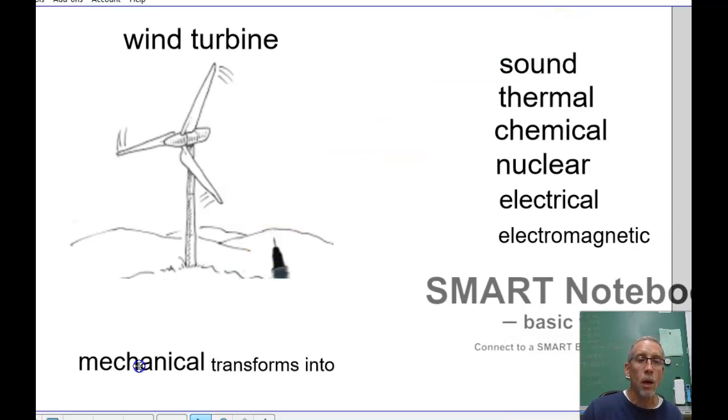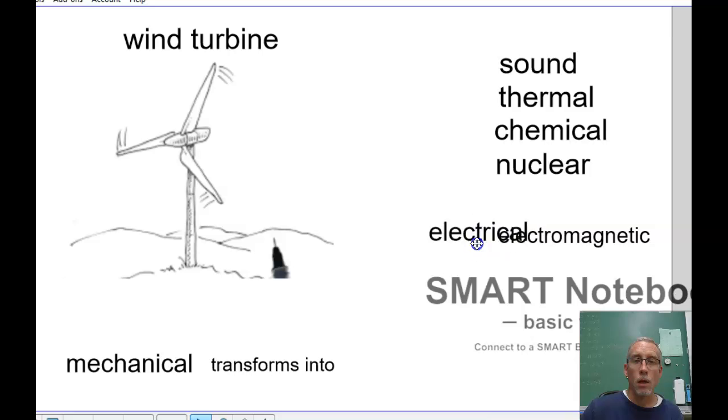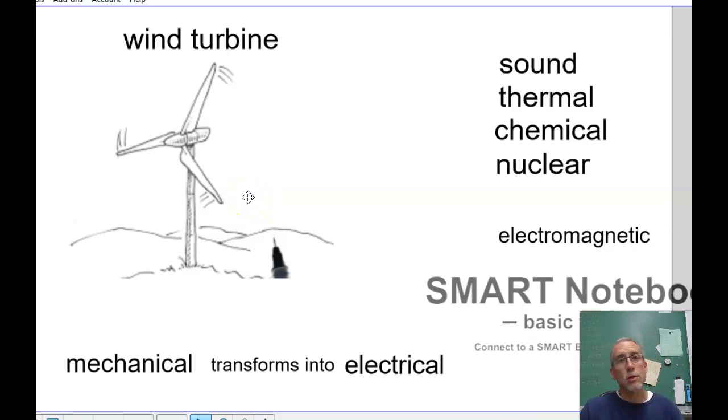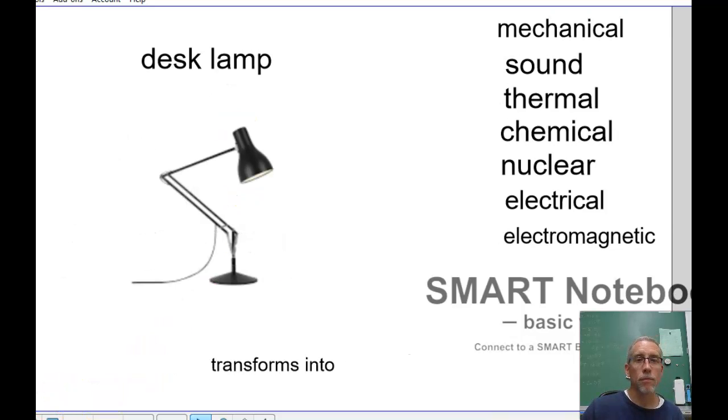So we would say mechanical energy transforms into what? Well, what are we trying to make with a wind turbine? We're trying to generate electricity. So we call that electrical energy. So wind turbines, from an energy perspective, are things that convert mechanical energy into electrical energy. That's the idea. Let's look at the next one.